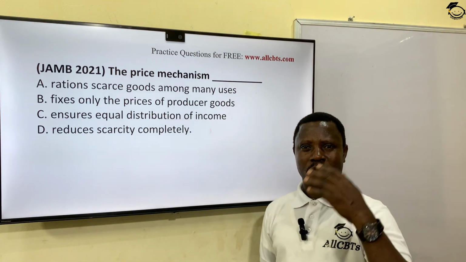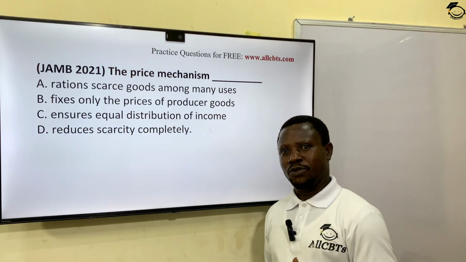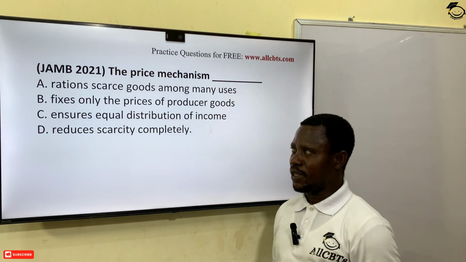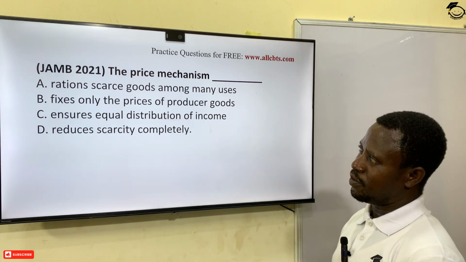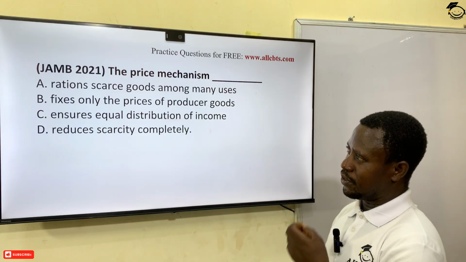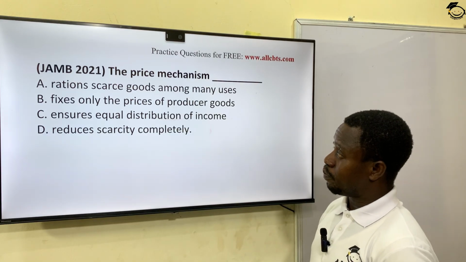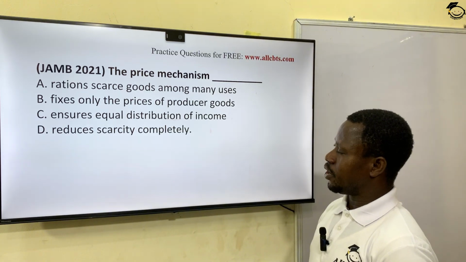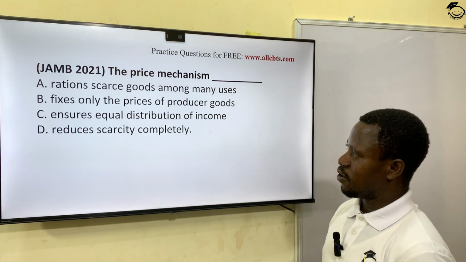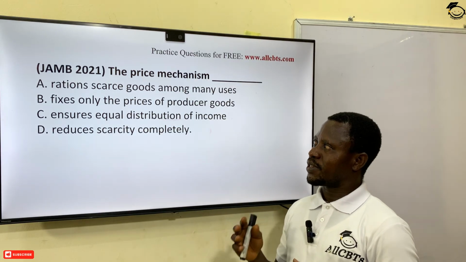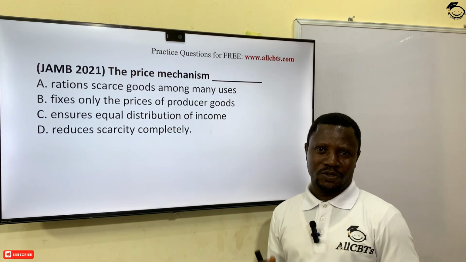It's the opposite of what they call price control. And price control is under command economy, that people call popularly socialist economy. So price mechanism is what? A, rations scarce goods among many uses; fixes only the prices of producer goods; ensures equal distribution of income; reduces scarcity completely. The answer to this question is A, rations scarce goods among many uses.